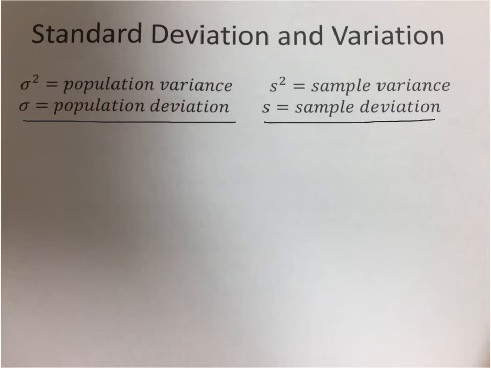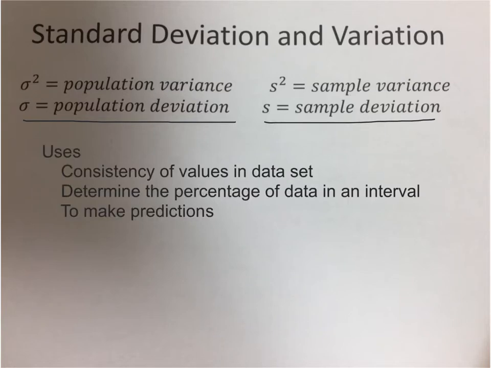So what are the uses of the standard deviation and standard variance? Why do we have it? So some of the uses are to check the consistency of values in a data set. The smaller the standard deviation in regards to the mean, keep that in mind, in regards to the mean, the smaller the standard deviation, the more consistent, the more compact the data set is. We can determine percentages in a certain interval. We'll look at that in the next two slides talking about Chebyshev's theorem and the empirical rule. And we can also use it to make predictions. One thing to keep in mind, standard deviation is always connected to your mean. It is not connected to your median.